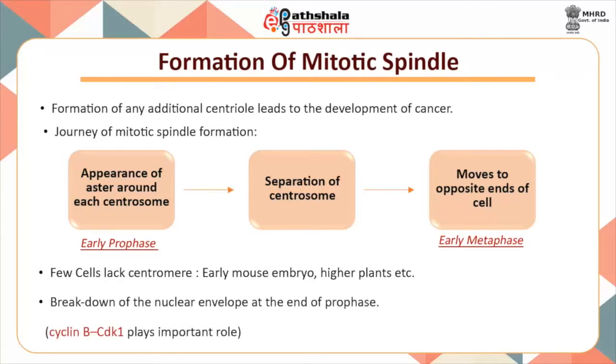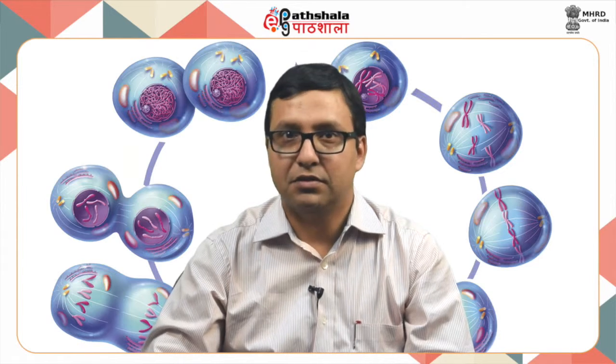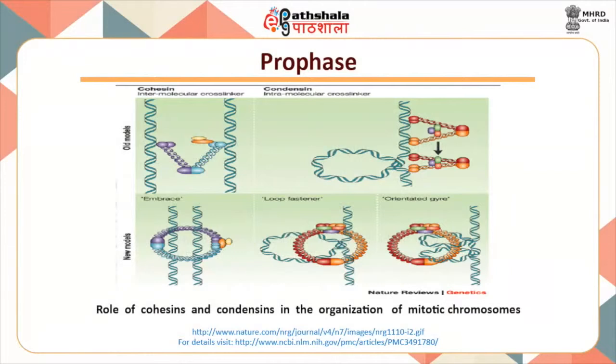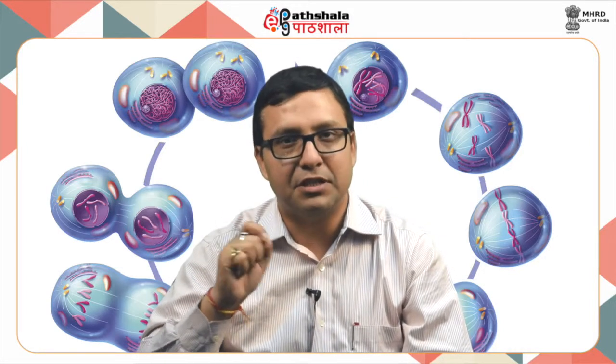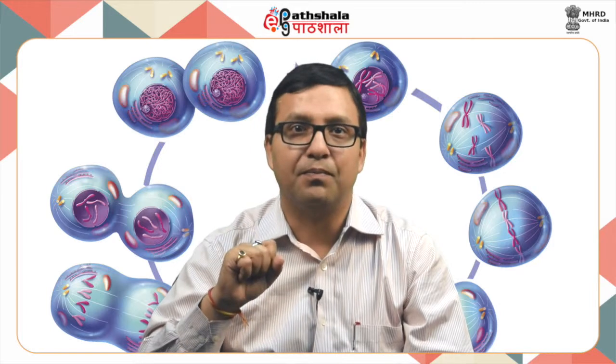Cyclin B, that is CDK1, plays an important role in the breakdown of the nuclear envelope at the end of prophase. Now, let's quickly glance at all the events that take place during prophase. You can see in the prophase diagram that DNA in the form of chromatin condenses to form chromosomes, and it becomes visible under a light microscope.